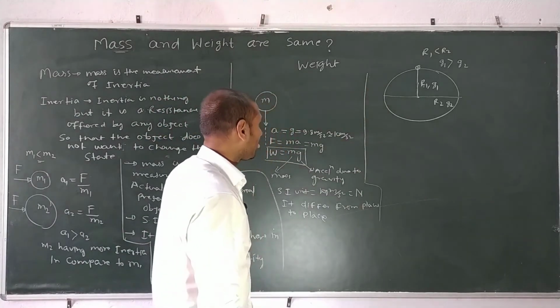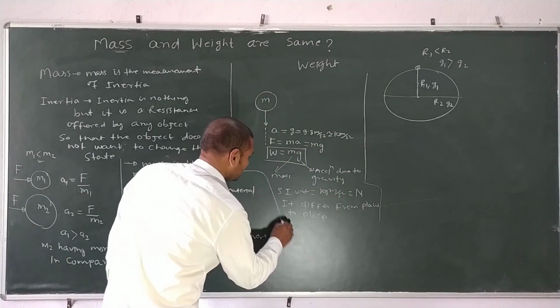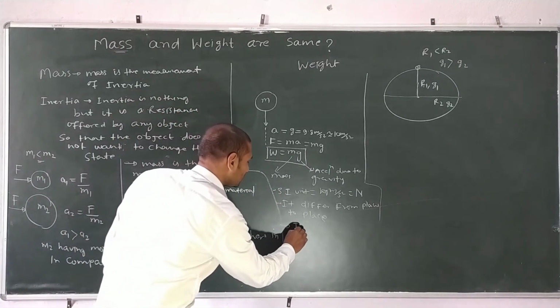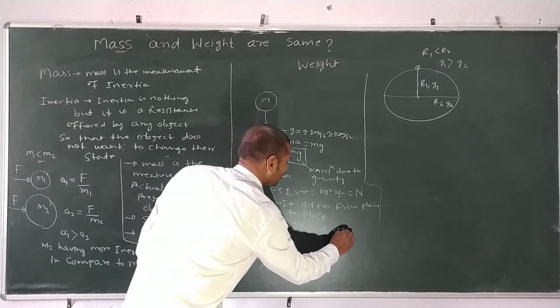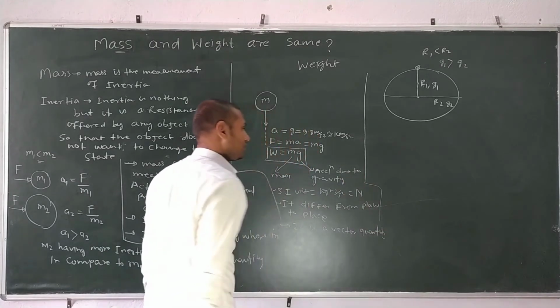As the g differs, the weight also differs, and it is a vector quantity. Okay, it is a vector quantity because it has a direction.